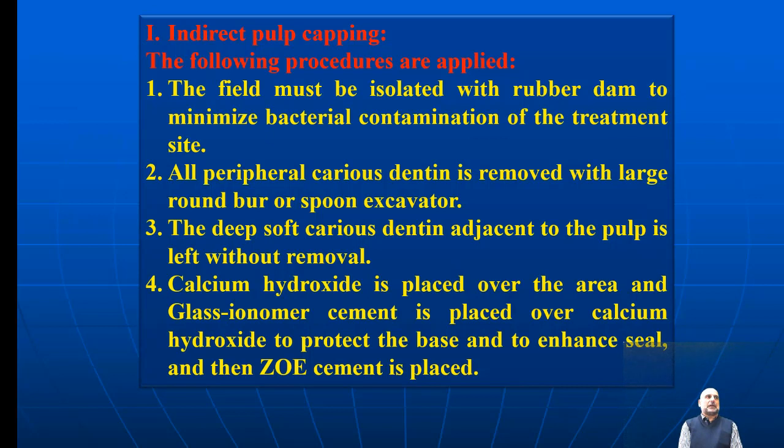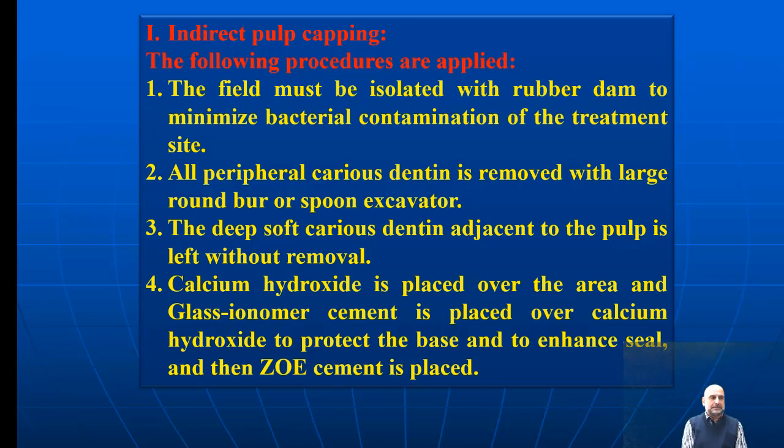Procedure of indirect pulp capping. The following steps are applied. The field must be isolated like other procedures with a rubber dam to minimize bacterial contamination of the treatment site. All peripheral carious dentine is removed with a large round bur or spoon excavator. With a large round bur or excavator, we have more control over our procedure and less cutting or entrance into the deep area. The deep soft carious dentine adjacent to the pulp is left without removal.